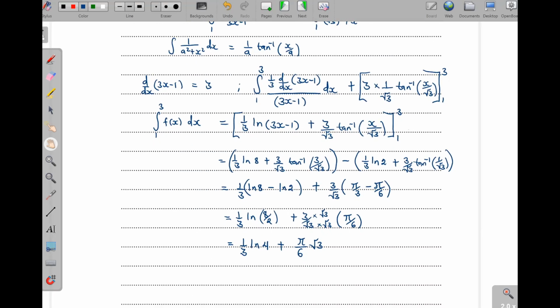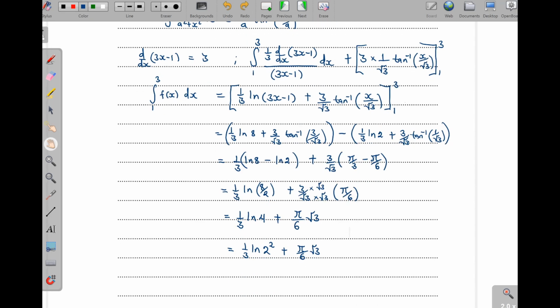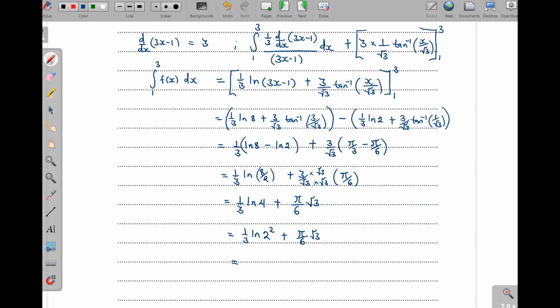Or I can even take this further. I can write this one as 2 squared. Okay, I'll have a 3 here, so this is 2 squared, then plus pi over 6 of root of 3, then drop this one here, then we can get 2. So this one can be 2 over 3, then the natural log of 2 plus pi over 6 of root of 3, and that is that.